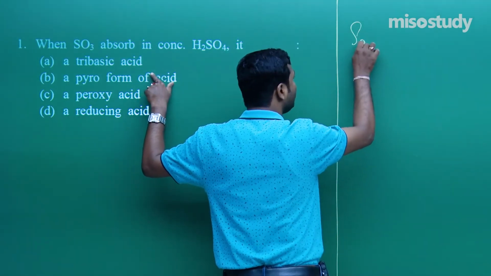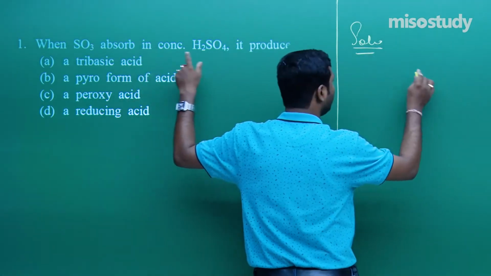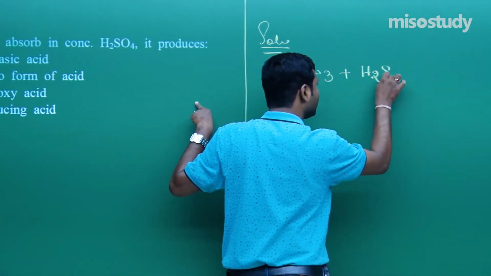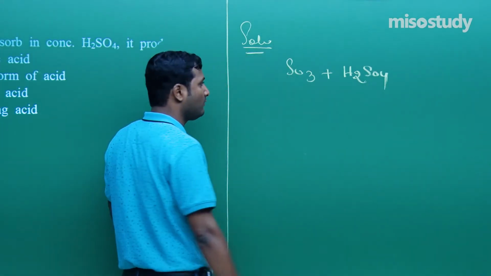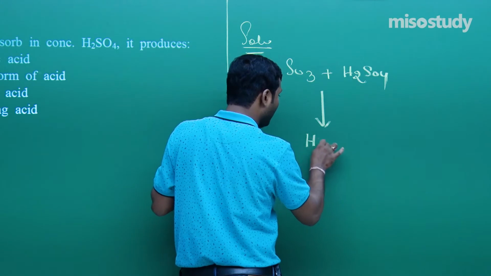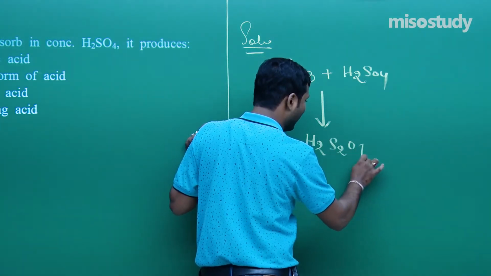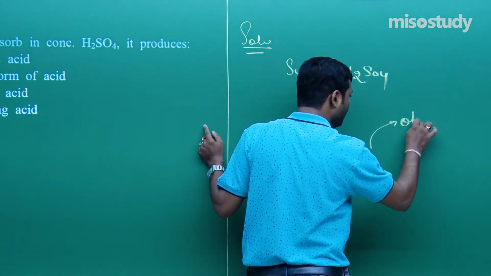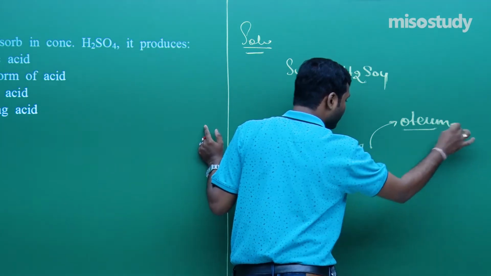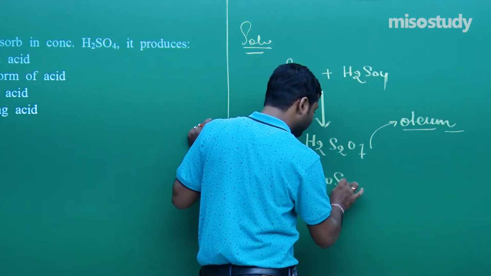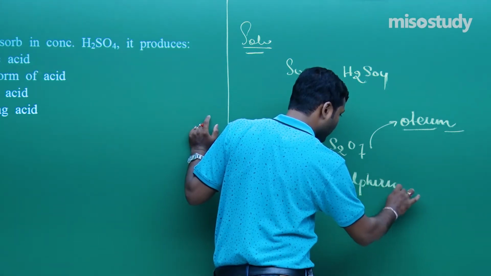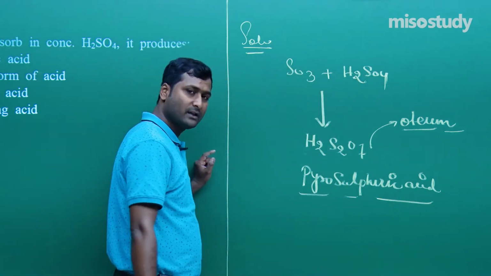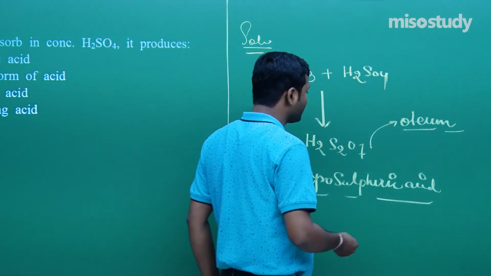First of all, for solving such kind of question, write down the reaction here. Observe, SO3 plus H2SO4 gives you, as we know, H2S2O7. This one is pyrosulfuric acid, also known as oleum. Remember, pyrosulfuric acid is also known as oleum. Clear? Now, how to draw the structure if anyone asks you?